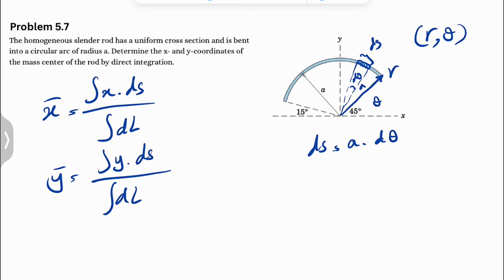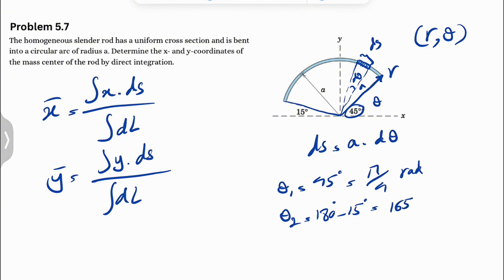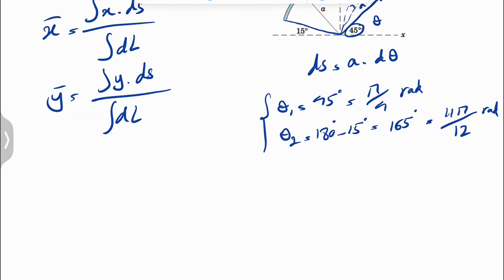We're going to start from theta 1, which is 45 degrees. So let's just call that theta 1, 45 degrees. And we need to report that as radian, which would be pi divided by 4. And that's where we start, and we're going to end up right here, which is basically 180. So let's call it theta 2. So it's going to be 180 minus 15 degrees, which is going to be 165 degrees, and this will be equal to 11 pi over 12 radian. So now we have our limit.